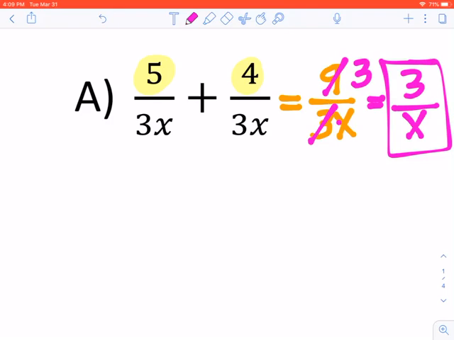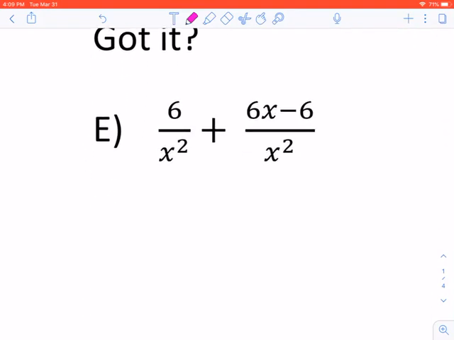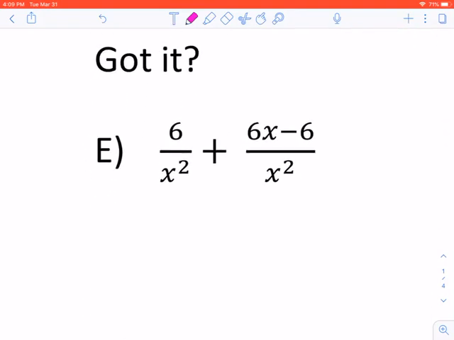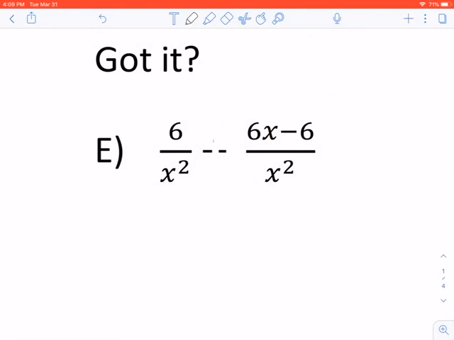3 over x is the answer to our problem, okay? Let's look at another one. We're going to come down to letter E, okay? And I'm actually going to change this problem a little bit. I want to change it to subtraction. So I'm going to white out the plus sign here, okay?